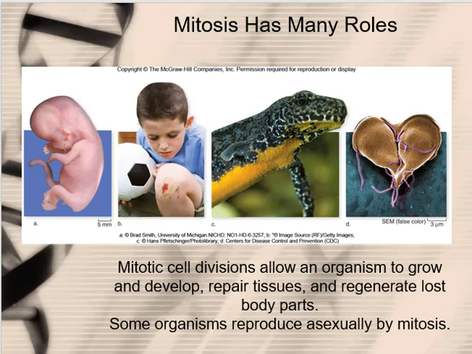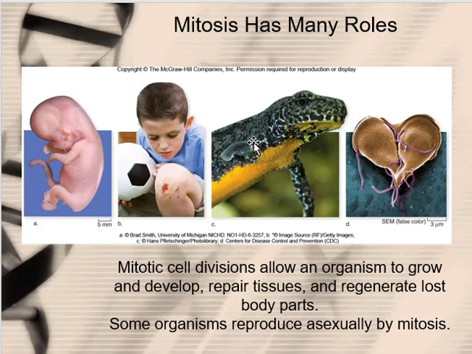Now, mitosis occurs in every living organism. It can be used to reproduce asexually, basically cloning itself. We see this in single-celled organisms. We see it in bacteria, things like that. It's also used for us to get from here to here. And when you cut yourself, you've got to repair that tissue. So mitosis takes care of that.